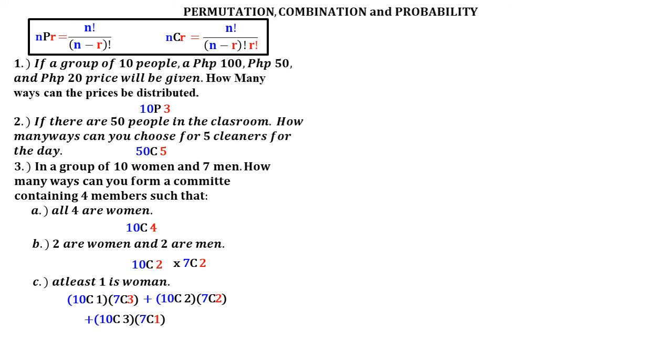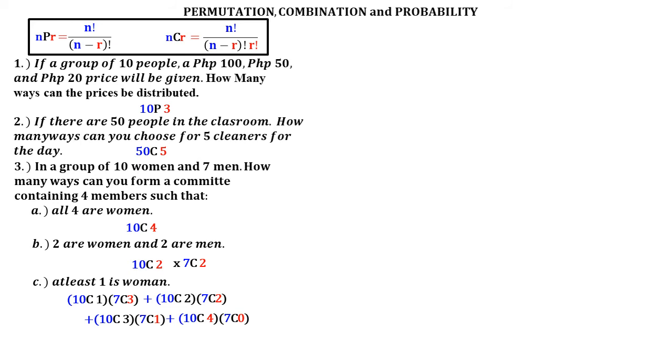And lastly, all are women. From the women, we will choose 4, and from the men, we will choose 0. So, kung i-add mo lahat ng mga to and compute mo, this will give you a value. Hindi na natin papakita yon, and magpapakita tayo ng ibang solution naman dito.